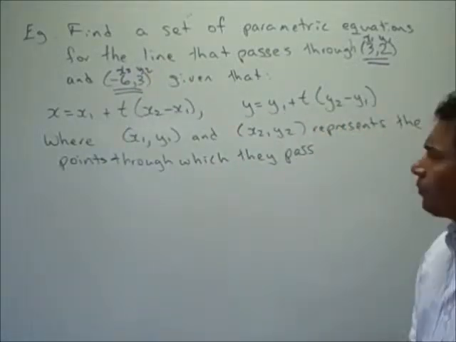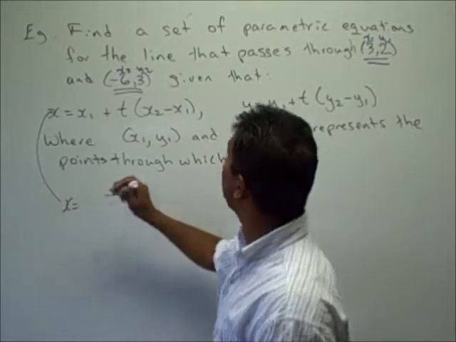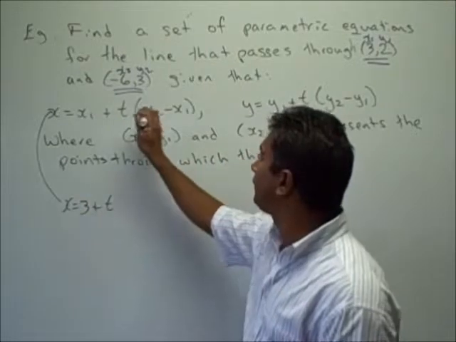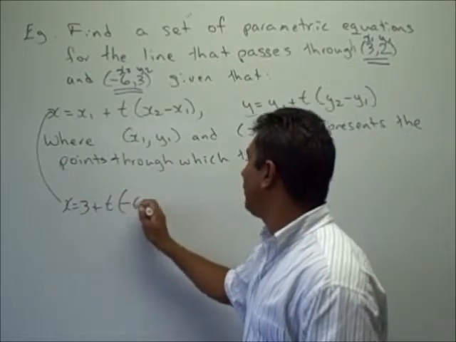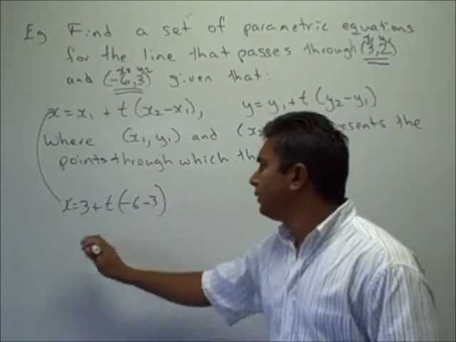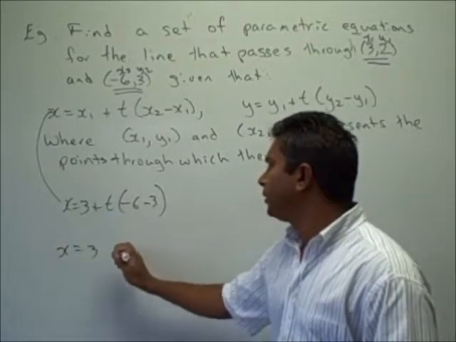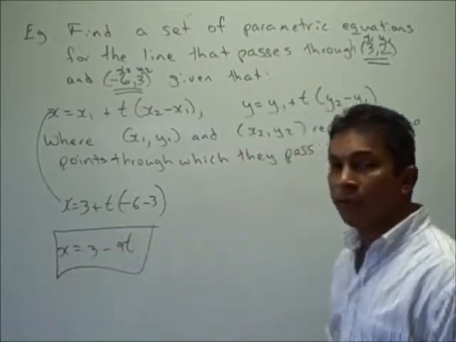So if we use our equations here, our first parametric equation would be x1, which is 3, plus t times (x2, which is negative 6, minus x1, which is 3). So x is equal to 3 minus 9t. So here we have our first parametric equation.